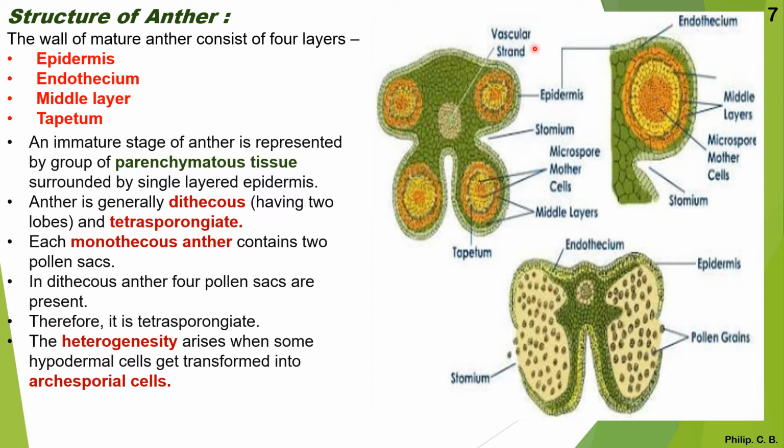So here you have a vascular strand towards the center, the outermost layer, that is the epidermis. Then there is a small groove which is the stomium, microspore mother cells toward the center of each pollen sac, the middle layers, tapetum. Okay, so here again you can see the section: endothecium inner to the epidermis, the middle layer inner to endothecium, the microspore mother cells towards the central part, and the stomium here. And here you can see endothecium, epidermis layer, the pollen grains, stomium.